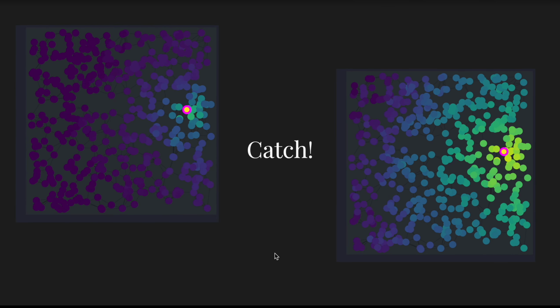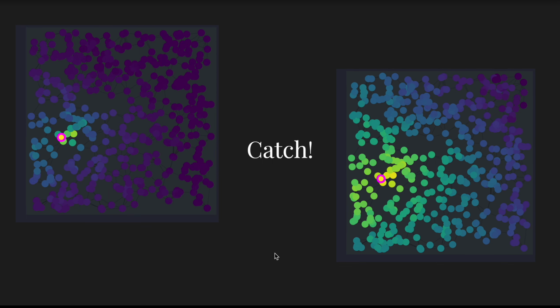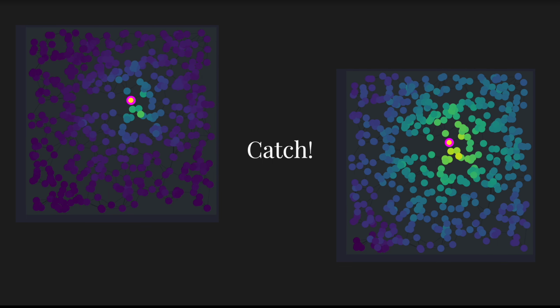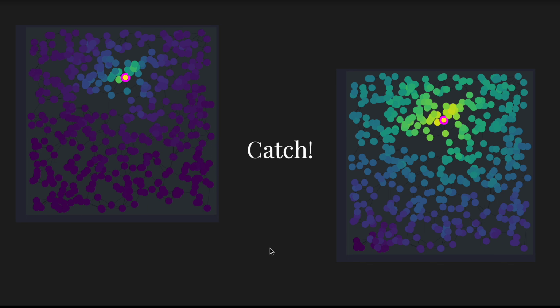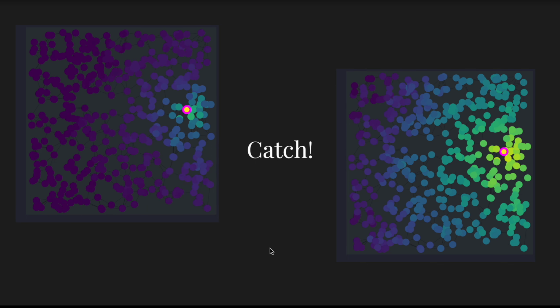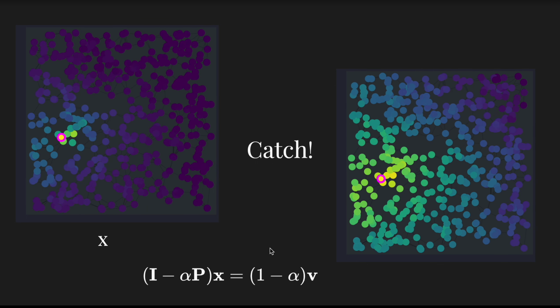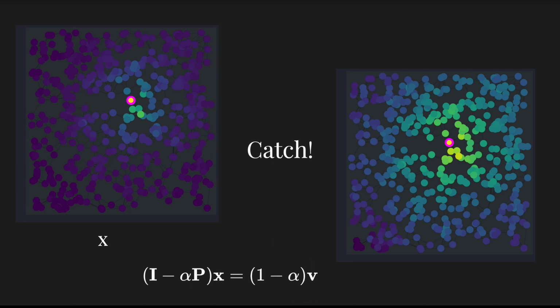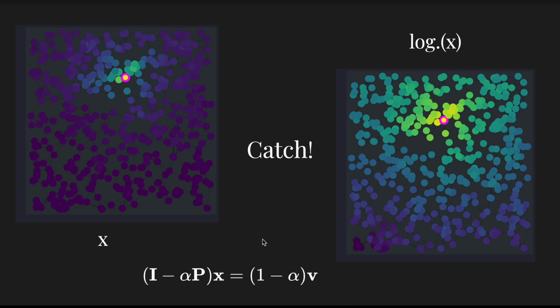But here's a catch. With the same network and the same seed nodes, the diffusion on our right is able to visit many more nodes than the one on the left. This is the effect of log. The values on the left are the values of X from the PageRank equation, but on the right, the values are log of X.